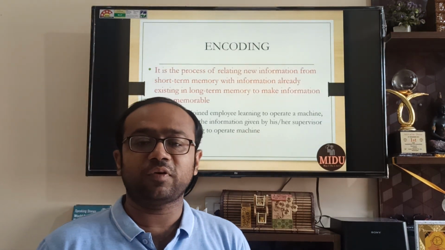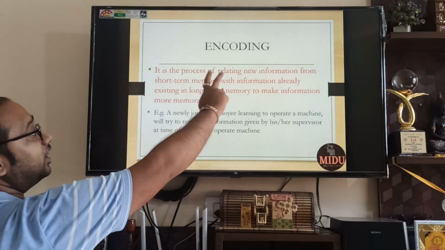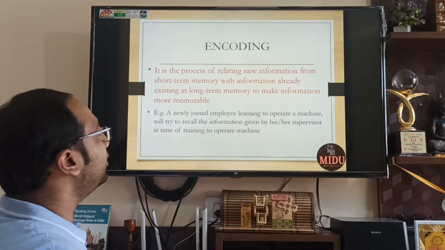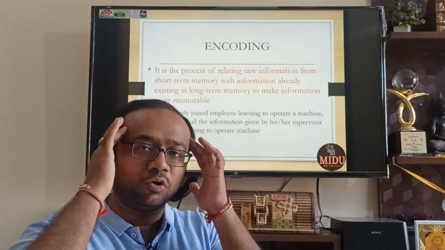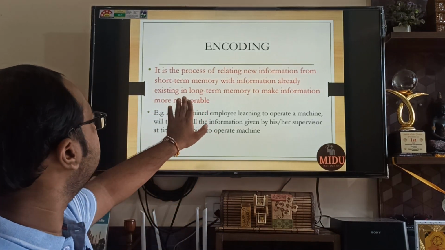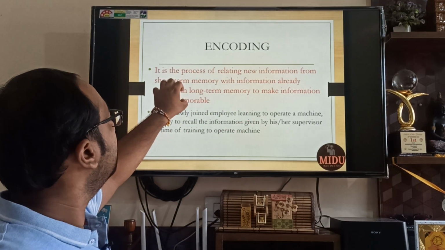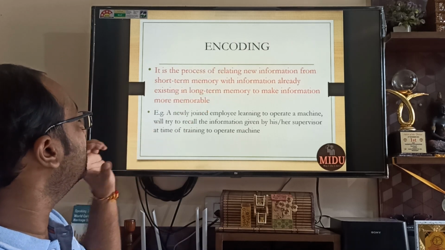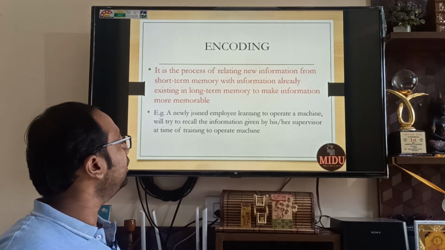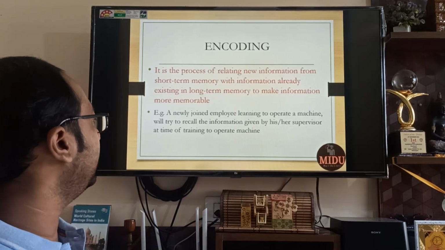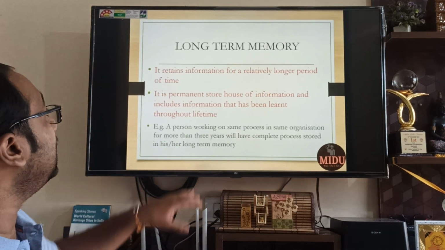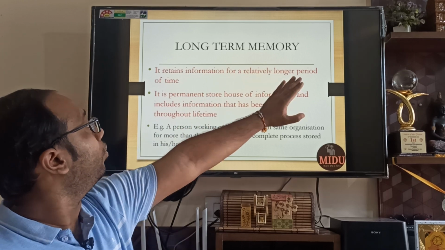Now what is the process of encoding? Encoding is the process of relating new information from short-term memory with information already existing in long-term memory to make it more memorable. So something will always be there in your mind. Now you are getting more new things. So here, information is becoming relative so that encoding happens and it can be stored. Now a newly joined employee learning to operate a machine will try to recall the information from the time of training to operate the machine. This is basically encoding.